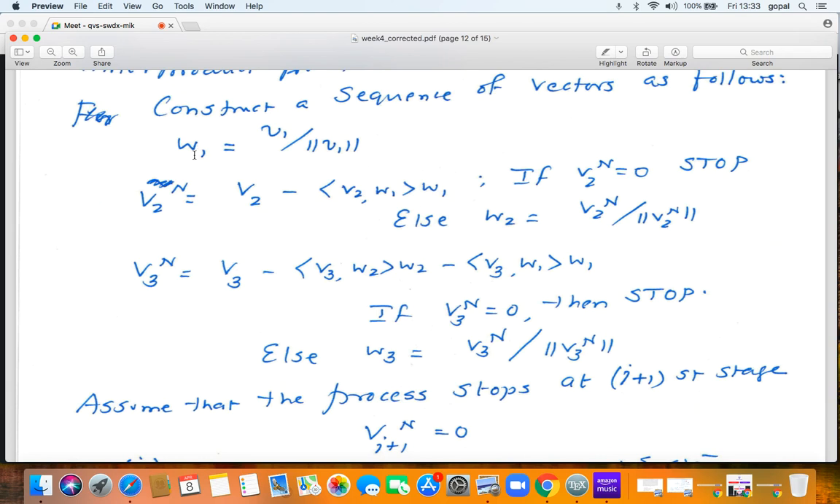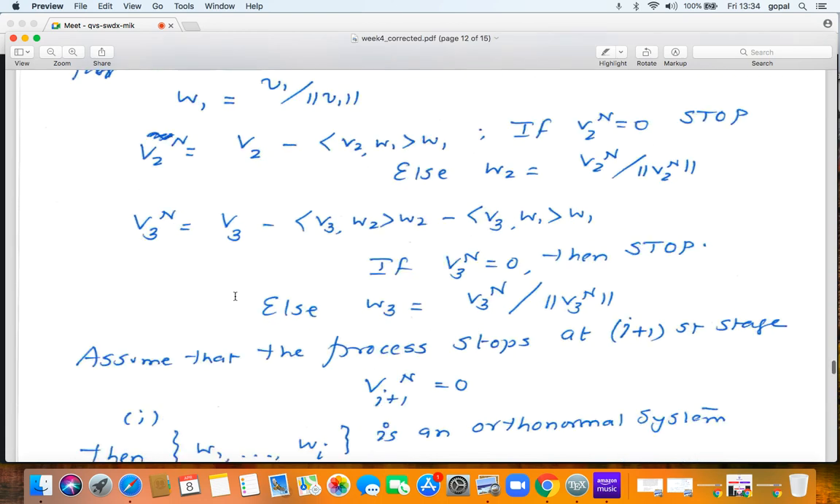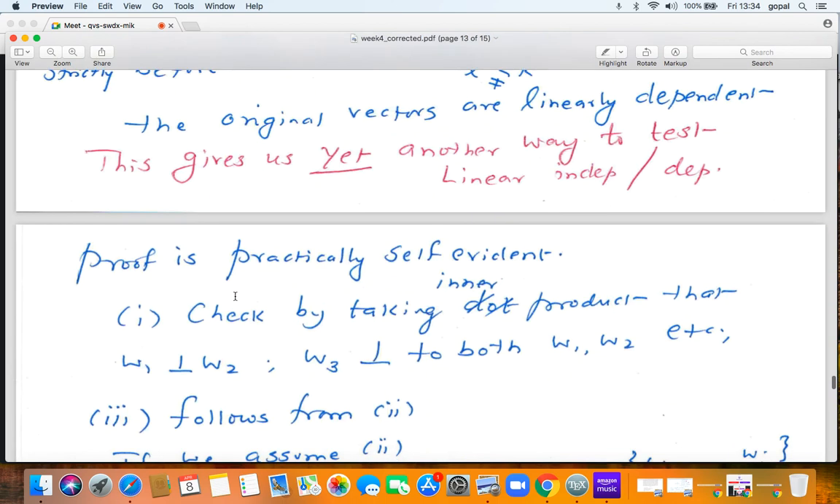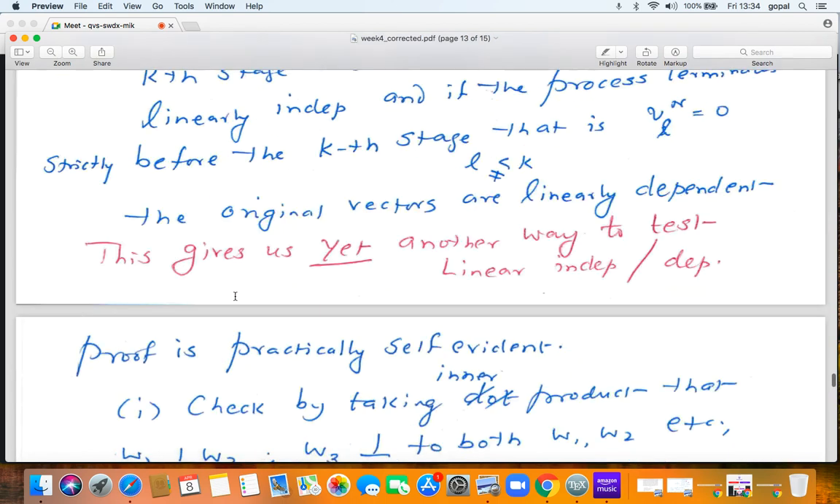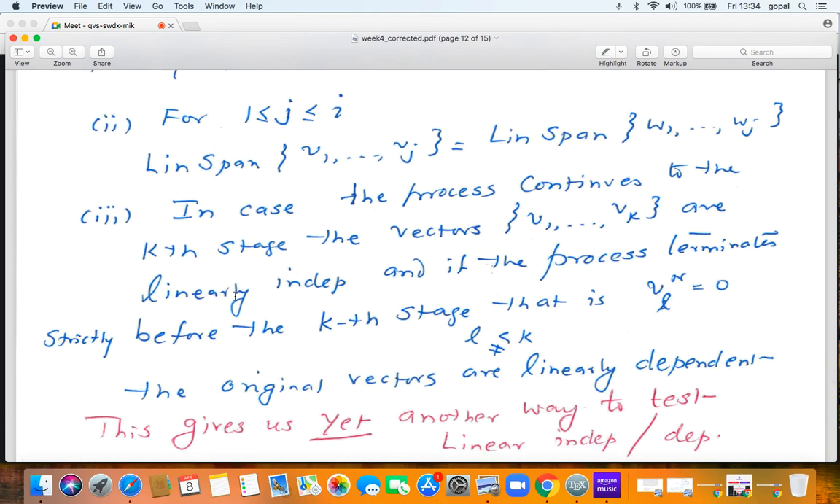Similarly, check W1 and W3 are orthogonal. How do you get W3? You get W3 from V3n by dividing by the length. So take the dot product: V3 dot W1 minus V3 dot W1 times W1 dot W1, which is 1, so that becomes 0. And what about the middle term? W1 dot W2 is already 0, remember? So again, we check that W1 is orthogonal to W3. So first we check W1 and W2 are orthogonal. We can check that W2 and W3 are orthogonal, and W1 and W3 are orthogonal. We can keep checking, so the orthogonality is pretty easy. 3 follows from 2.